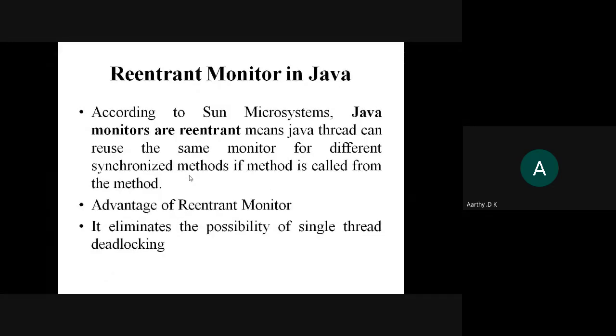So next thing is re-entrant monitor in Java. So what is this re-entrant? As I told you yesterday in inter-thread communication, when the thread enters into the critical section, that is your monitor, it will acquire the lock of the shared resource that we have. But in Java, that shared resource is nothing but your synchronized methods.